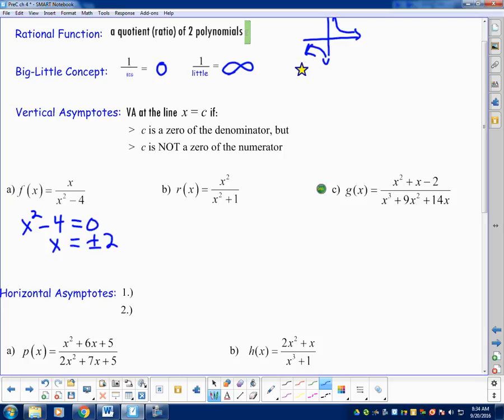Now, is either plus or minus 2 also a 0 of the top? No. The only 0 on the top is 0. So that means the vertical asymptotes are x equals 2 and x equals negative 2. Those are my vertical asymptotes, the vertical lines that the graph of this rational function never crosses. It might be worthwhile to look at what this looks like.